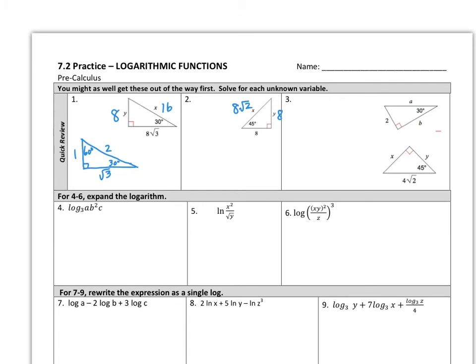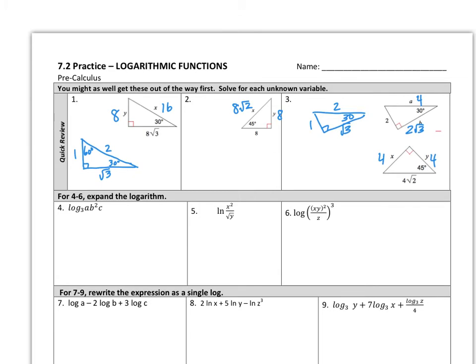Let's see. This one, let's see if I draw it out exactly the same. Okay, and this is the 30-degree angle. Then we have 1, 2, square root of 3, like that. So this is times 2, so times 2, and times 2. So this would be 2 square root of 3. And then on the bottom, if that's 4 square root of 2, then this one has to be 4, this one has to be 4.